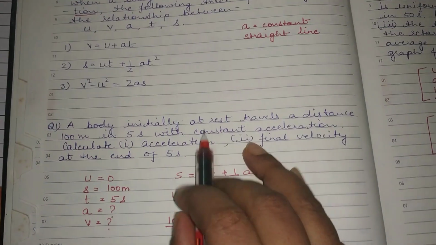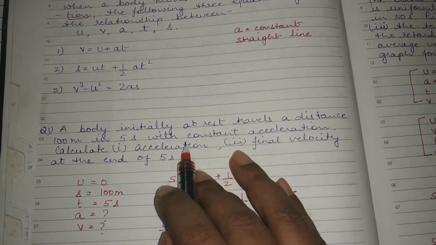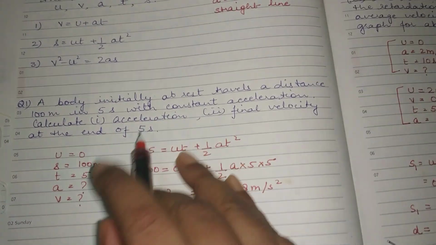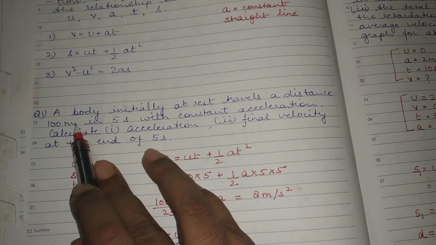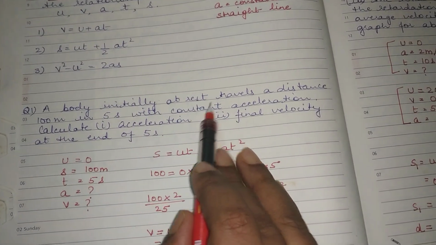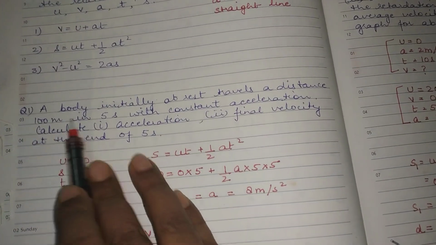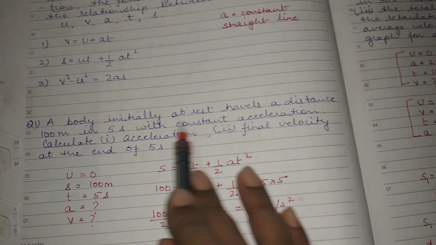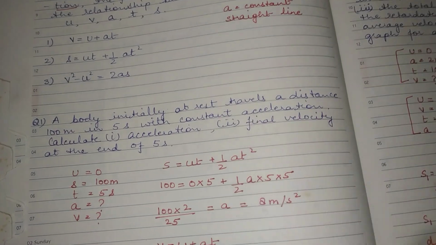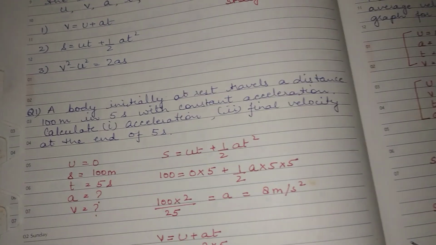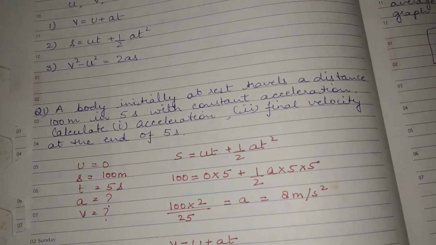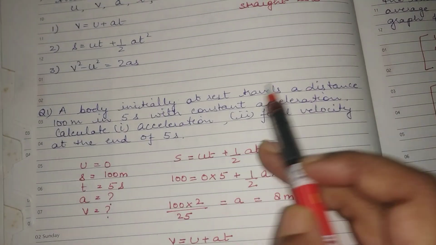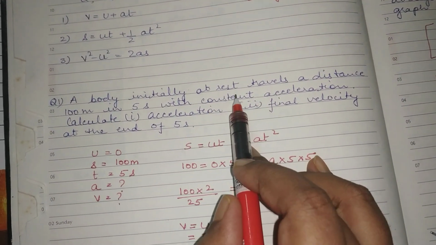We will now do some of the questions based on these equations of motion. The first one is, a body initially at rest travels a distance of 100 meters in 5 seconds with constant acceleration. That means we will be able to apply the equation of motion here because the body is moving with constant acceleration. Okay? So initially when the body is at rest means what?